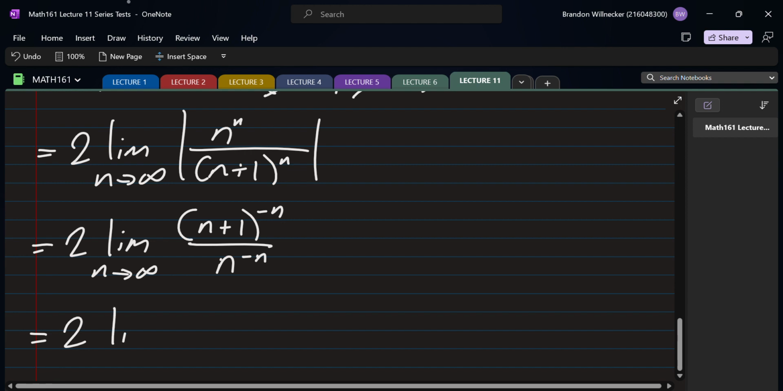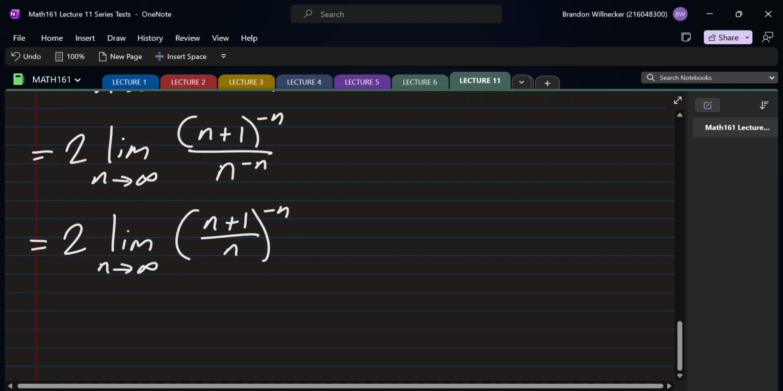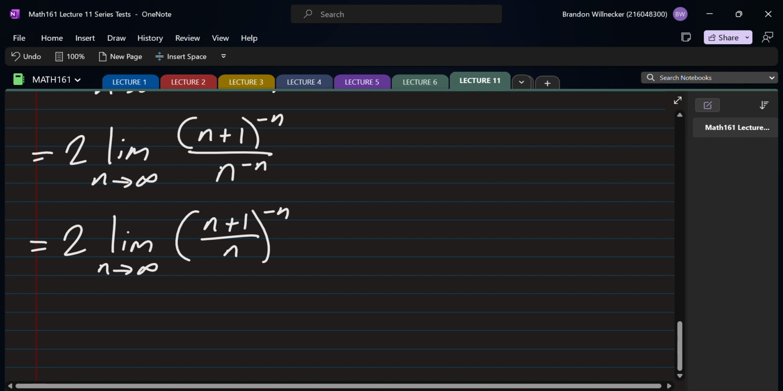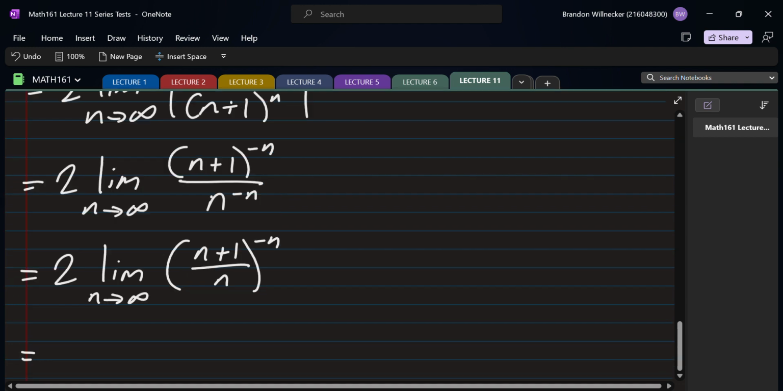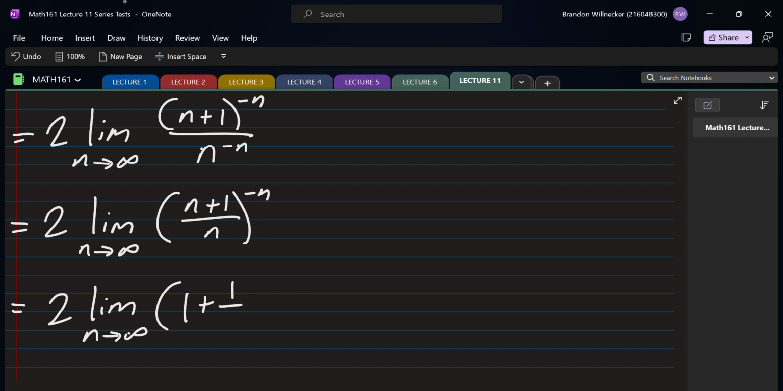So we can write this as 2, limit n goes to infinity. We can write this as n plus 1 over n to the minus n. Now n plus 1 over n, that can simplify nicely. Okay, much better than what we had before. So this will be 2, limit as n goes to infinity, 1 plus 1 over n to the minus n.